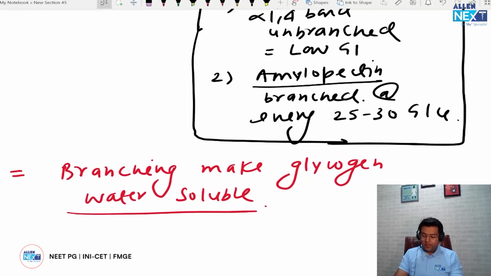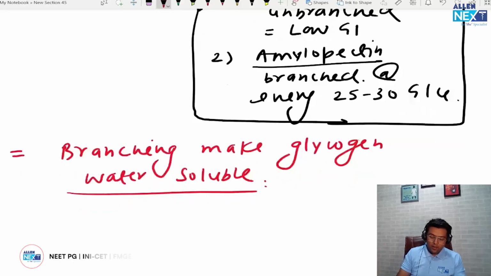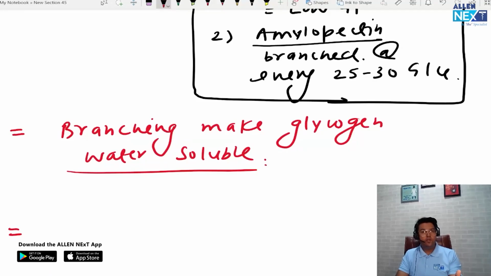So guys, branching makes the glycogen water soluble. That's why the branching is so important, and that's why in some disorders like Anderson's disease, where the branching will be less, the glycogen will be linear and will create some problems. We'll see that. Okay.